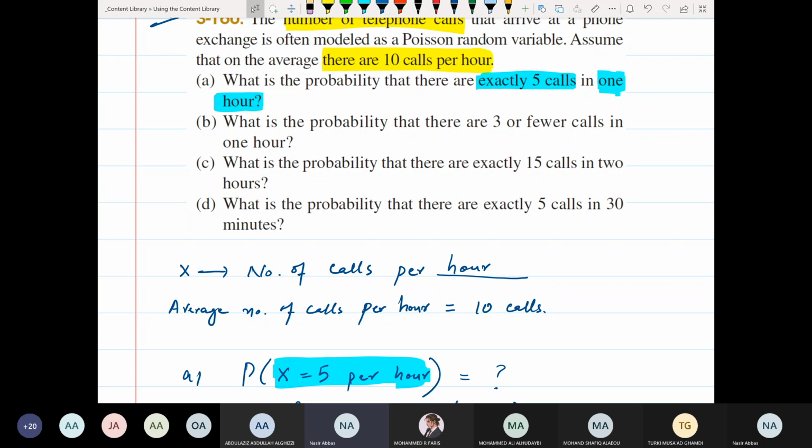That was the easiest part. Why? Because luckily the unit of lambda given in the question and the unit of question, they were same. So you were able to solve it quickly. Part B is also easy. What is part B? Part B says, what is the probability that there are 3 or fewer calls again in 1 hour? So this question is also 1 hour, in 1 hour. So you don't have to play around with the units of lambda in this question either.